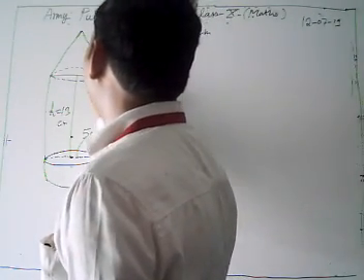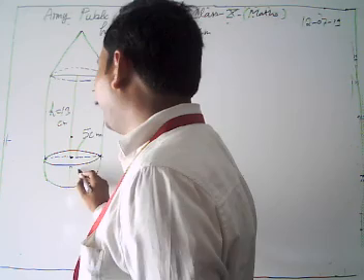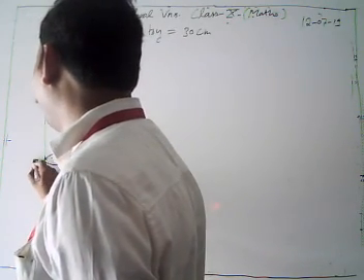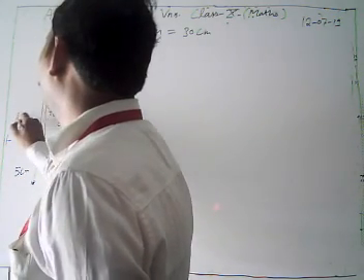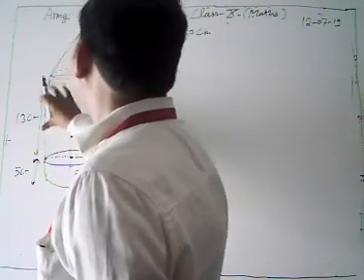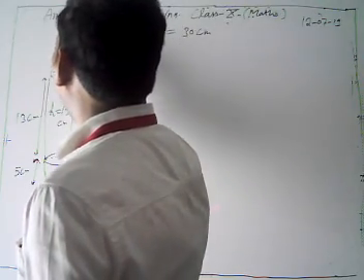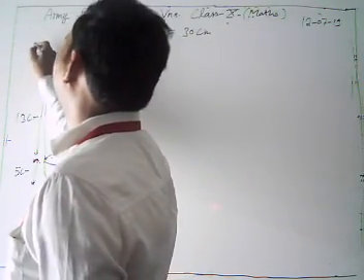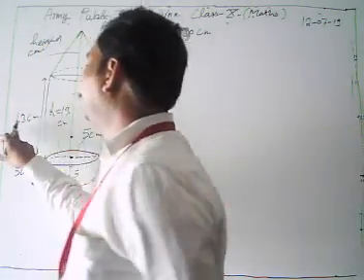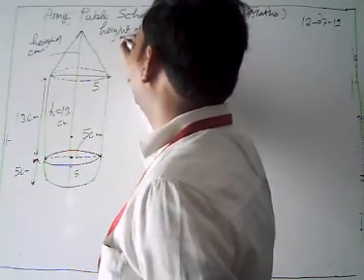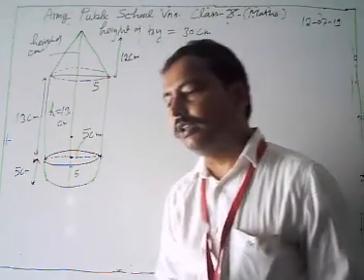We are given that the total height of the toy is 30. This length is 5, then this length is 5 centimeter, and this length is 13 centimeter. Then the total height of the toy is 30, so the height of the cone is 30 minus 13 minus 5, which is 12 centimeter.